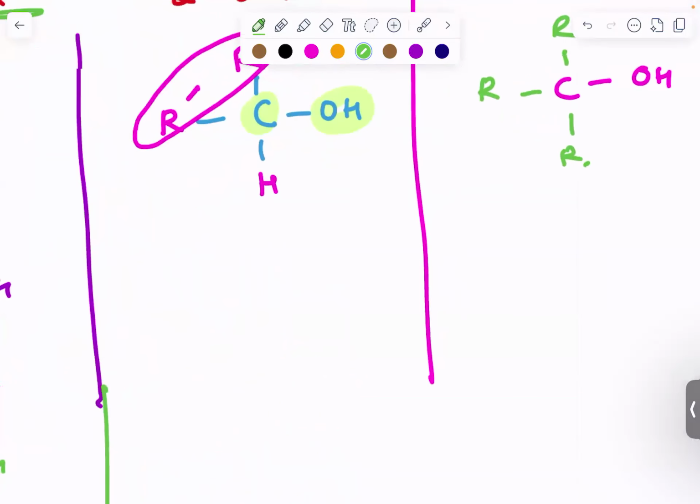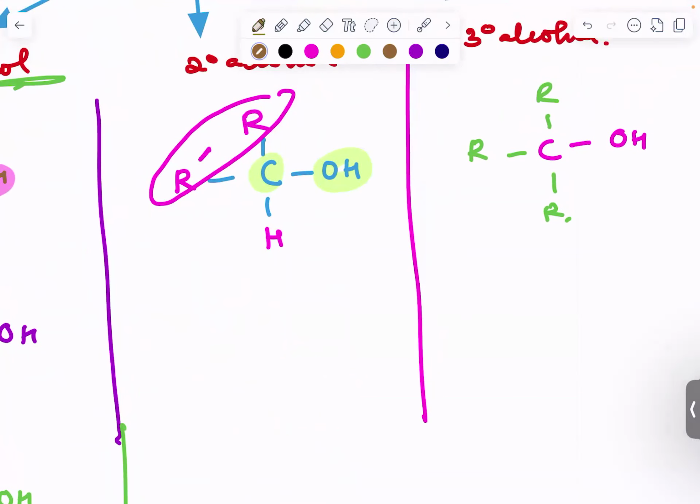Now secondary alcohol. As far as secondary alcohol is concerned, what you need to do is put two carbon atoms, or two R groups, sorry. So it would be like COH, H, and now this could be CH3 and this could also be CH3.